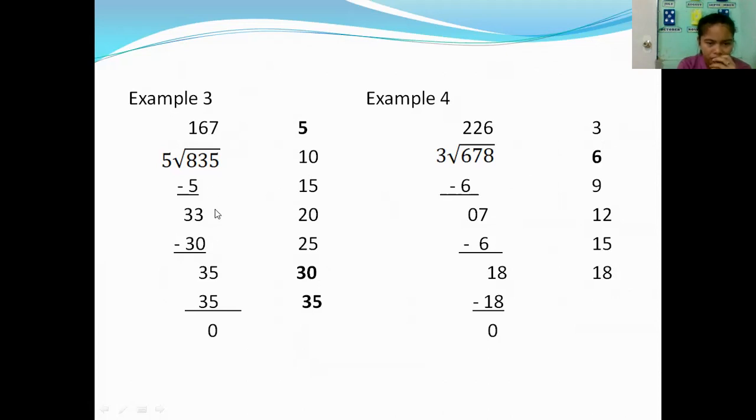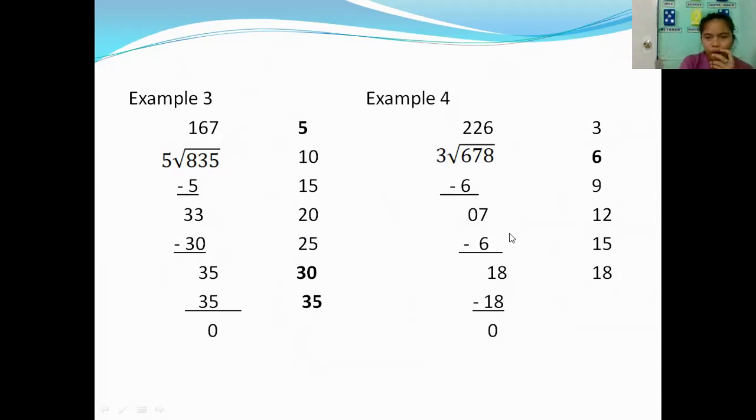Then bring down the next number, which is 5. And we have 35 here, so let's count. 1, 2, 3, 4, 5, 6, 7. So write 7 here and write the 35 here. Minus is equals to 0.